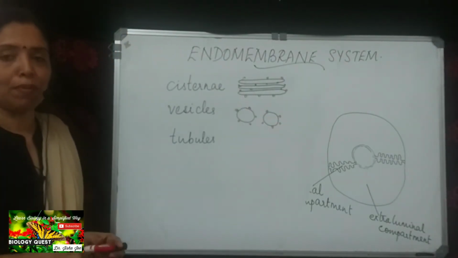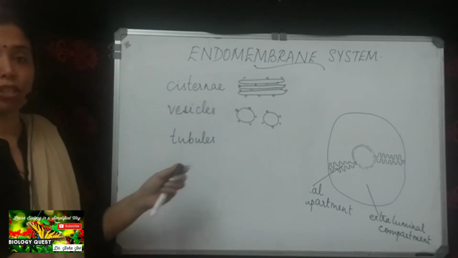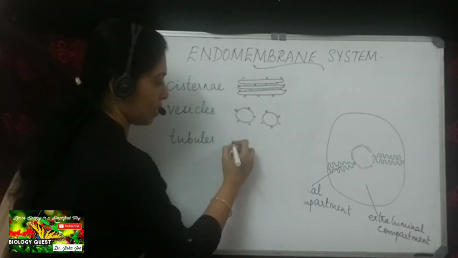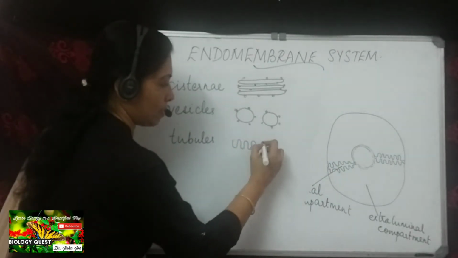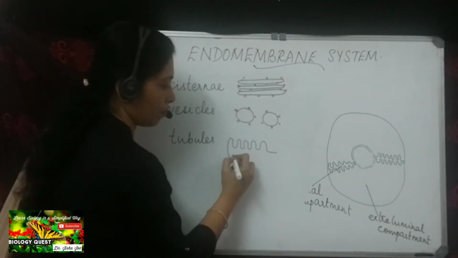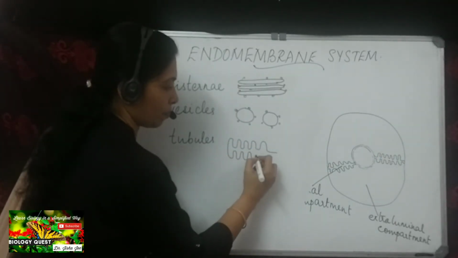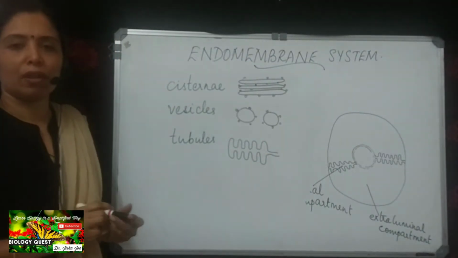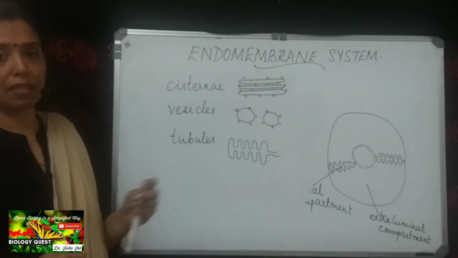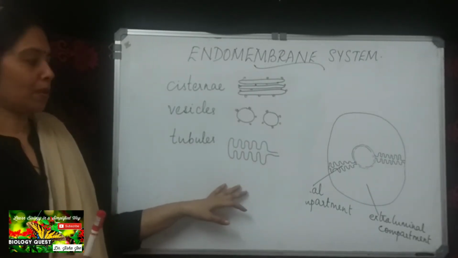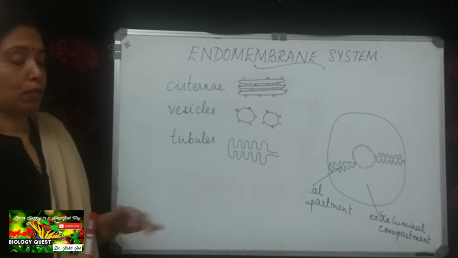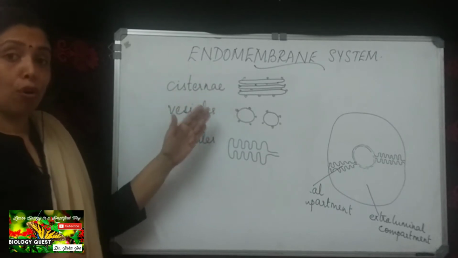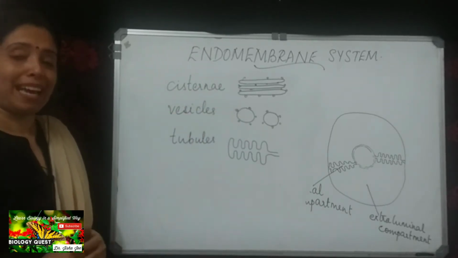And the third form in which endoplasmic reticulum exists is the tubules. Tubules are tubular branching elements. As you can see here, they are branching elements. These are the tubules, and ribosomes are mostly absent in tubules. Okay, you rarely see ribosomes in the tubules. No ribosomes will be present in the tubules. So these are the three forms in which endoplasmic reticulum can exist.